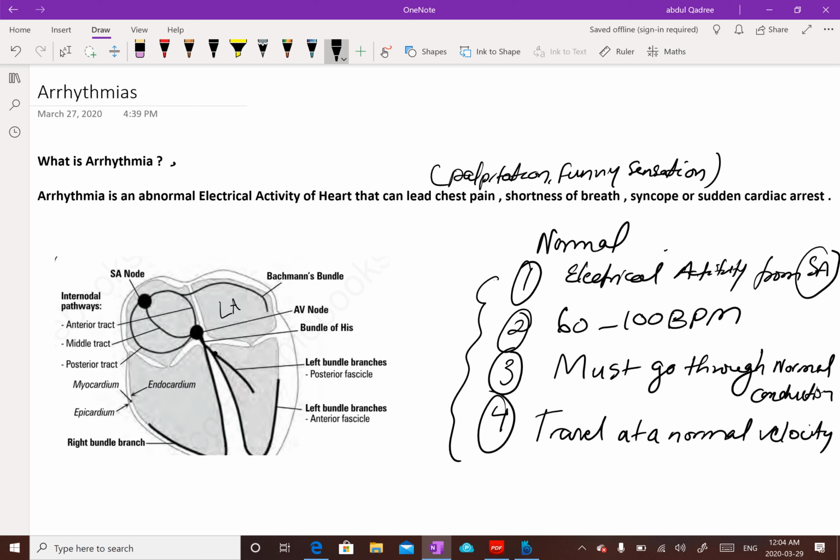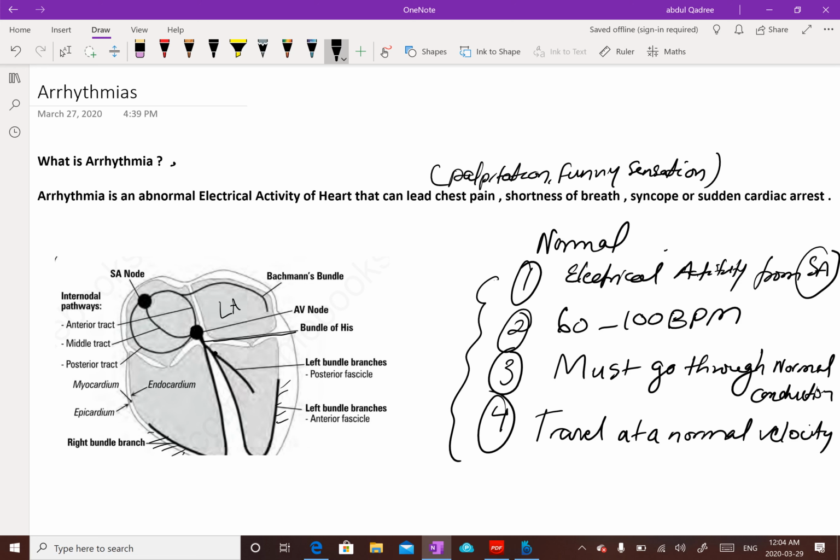The AV node is right here. It's located between the atria and ventricle, near the atrioventricular junction. After the AV node, it goes down to the bundle of His, as you can see here. The bundle of His divides into the right and left bundle branches, and the left bundle branch divides into the posterior fascicle and anterior fascicle, while the right bundle branch goes by itself. The right bundle branch and the fascicles of the left bundle branch give rise to the Purkinje fibers.